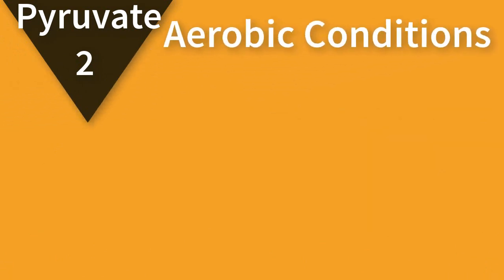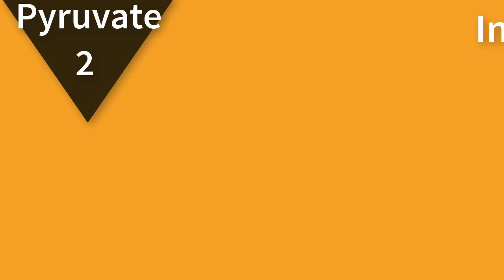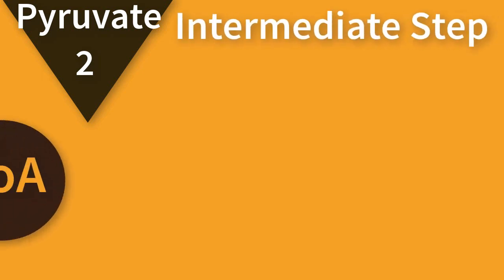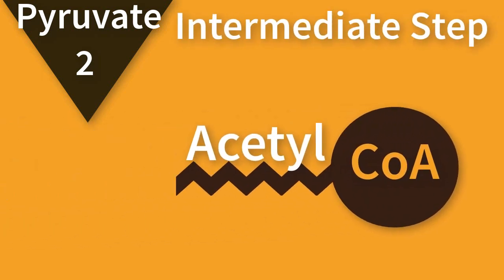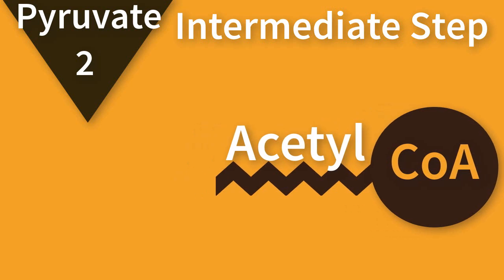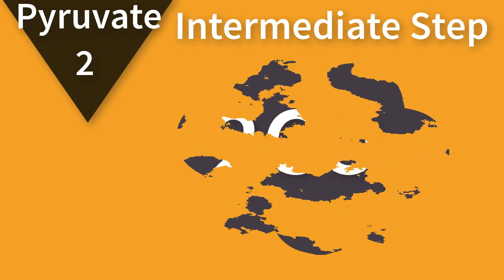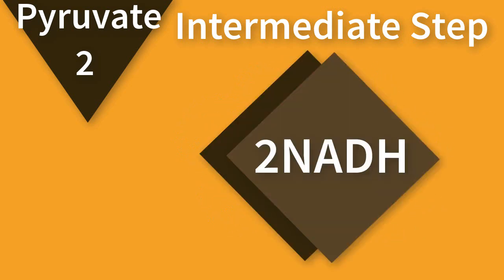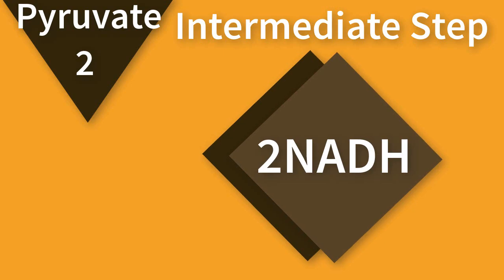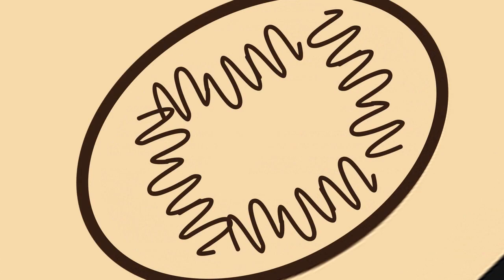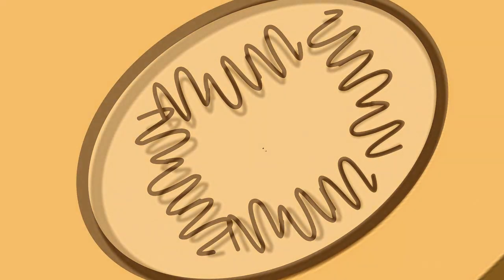Most of the time, we have adequate oxygen and are operating under aerobic conditions, and the pyruvate goes through an intermediate step where it is converted to acetyl-CoA. This acetyl-CoA will go on to the Krebs cycle. It also makes two carbon dioxide molecules, which are exhaled, and two molecules of NADH, which will go on to the electron transport chain.